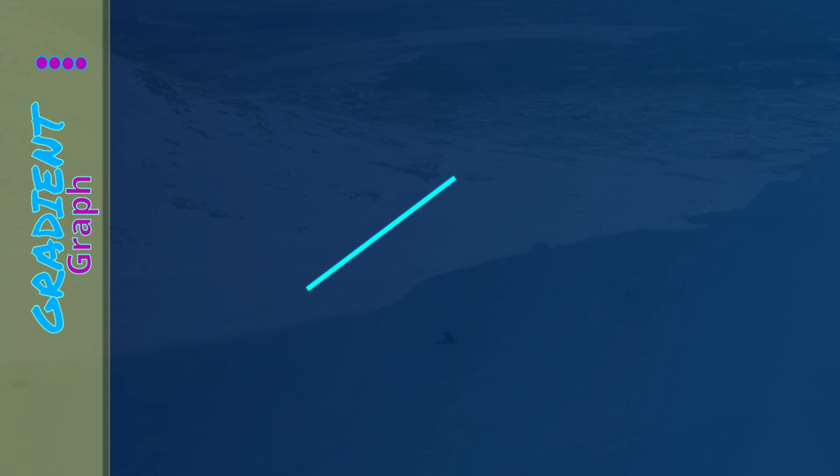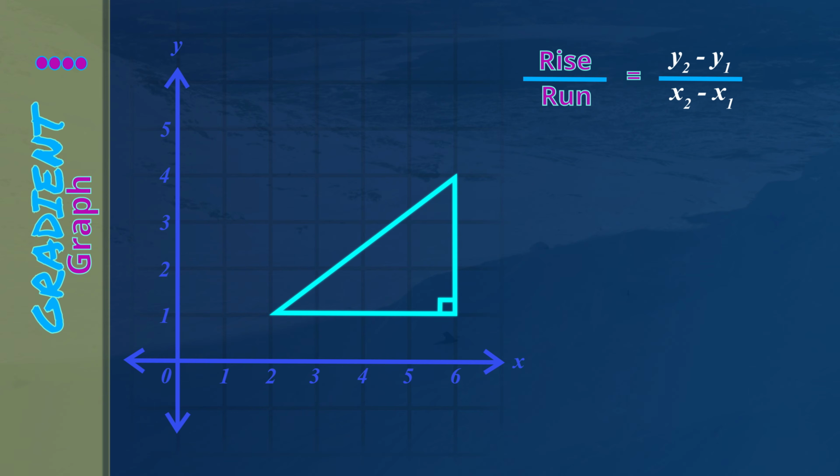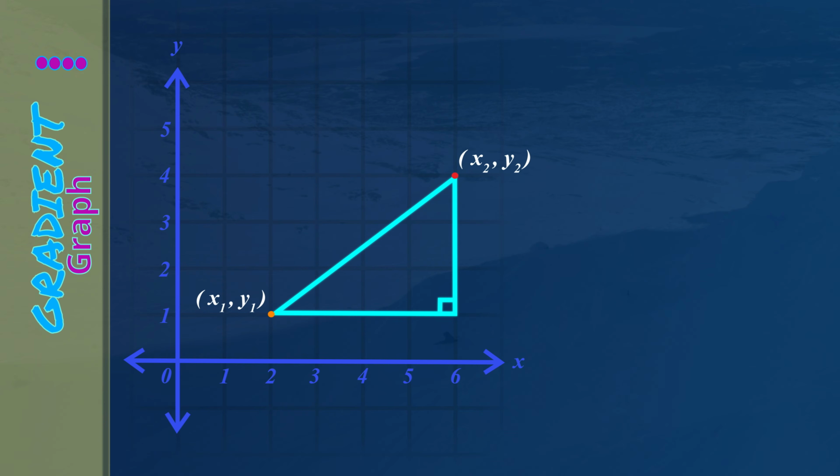Now for the final gradient rule. It's also like the rise divided by the run rule, but it uses Cartesian coordinates on a graph. Here's the rule with Cartesian coordinates. First, let's understand how the coordinates of the 2 points are written. Let's call this first point x1, y1 and this second point x2, y2.